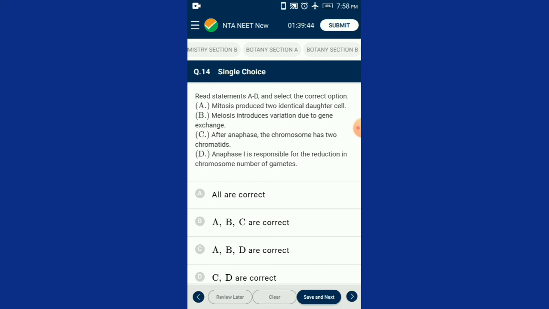So C is incorrect, D is correctly given. So the correct option is C. From the given four statements, A, B and D are correct.